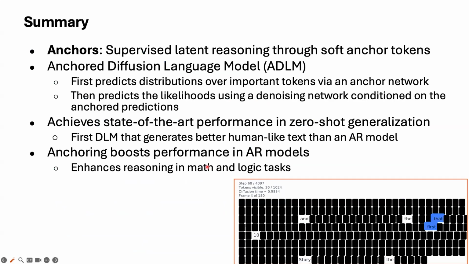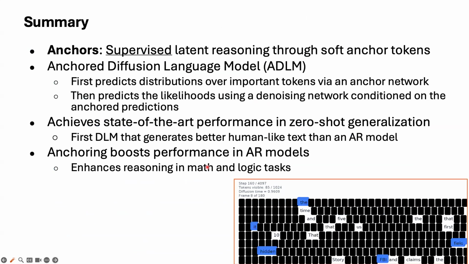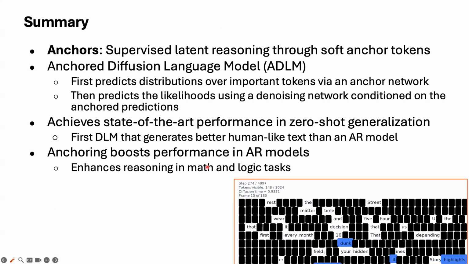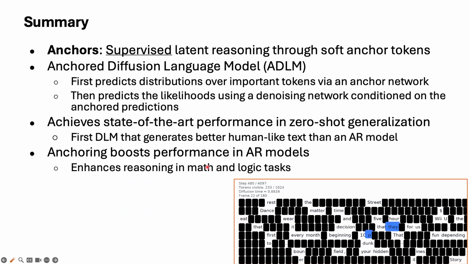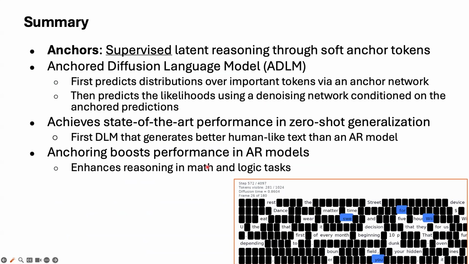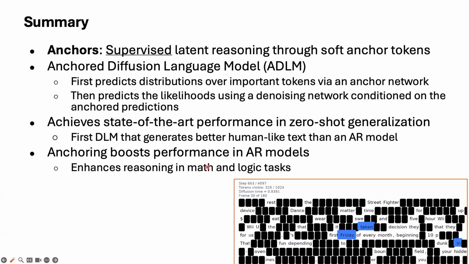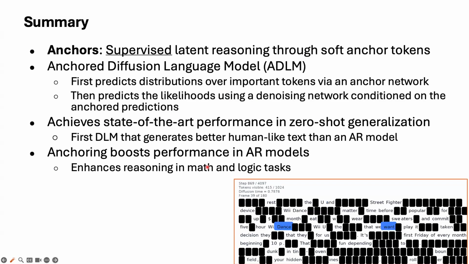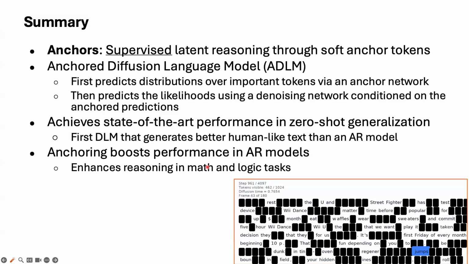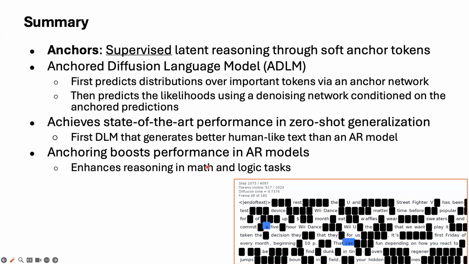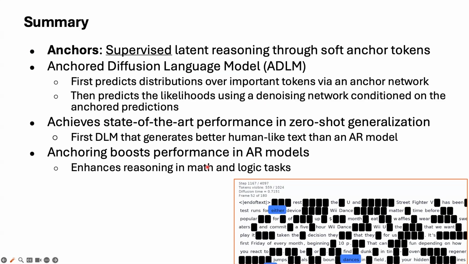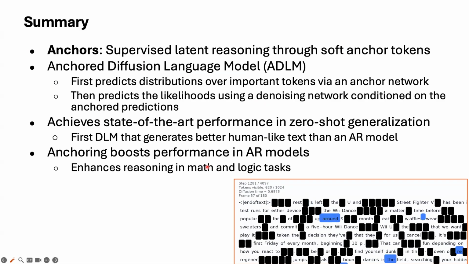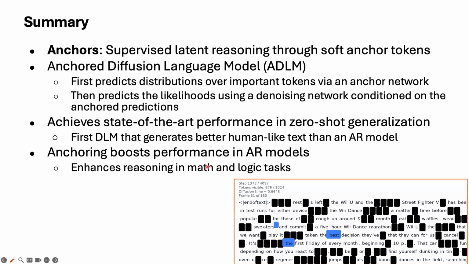So the point I want to highlight is this notion of anchoring gives us information smoothing, and essentially supervised latent reasoning through these soft anchor tokens. And I think this is going to be powerful for many applications. Some of this work in images is in collaboration with Google Research folks, and hopefully we'll move forward with that in production. Thank you.